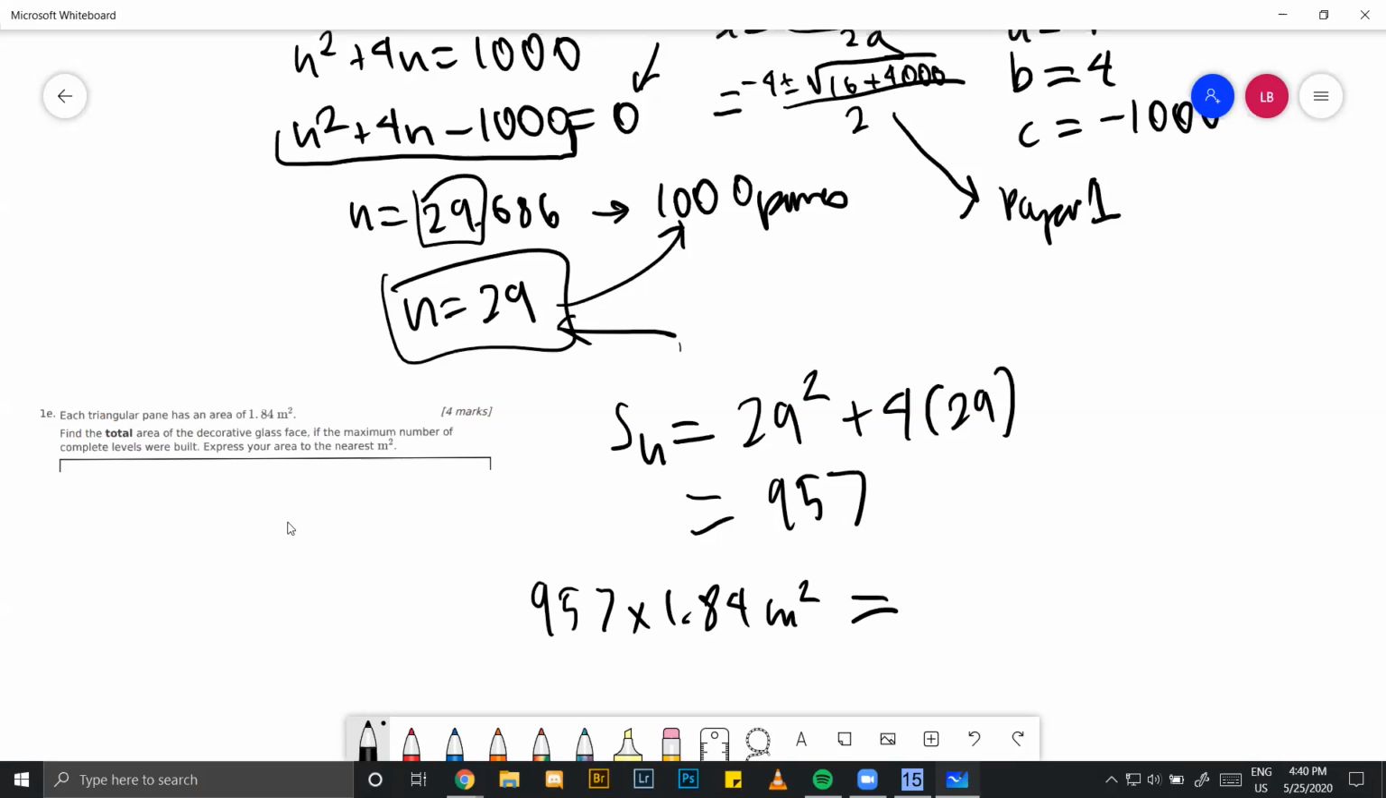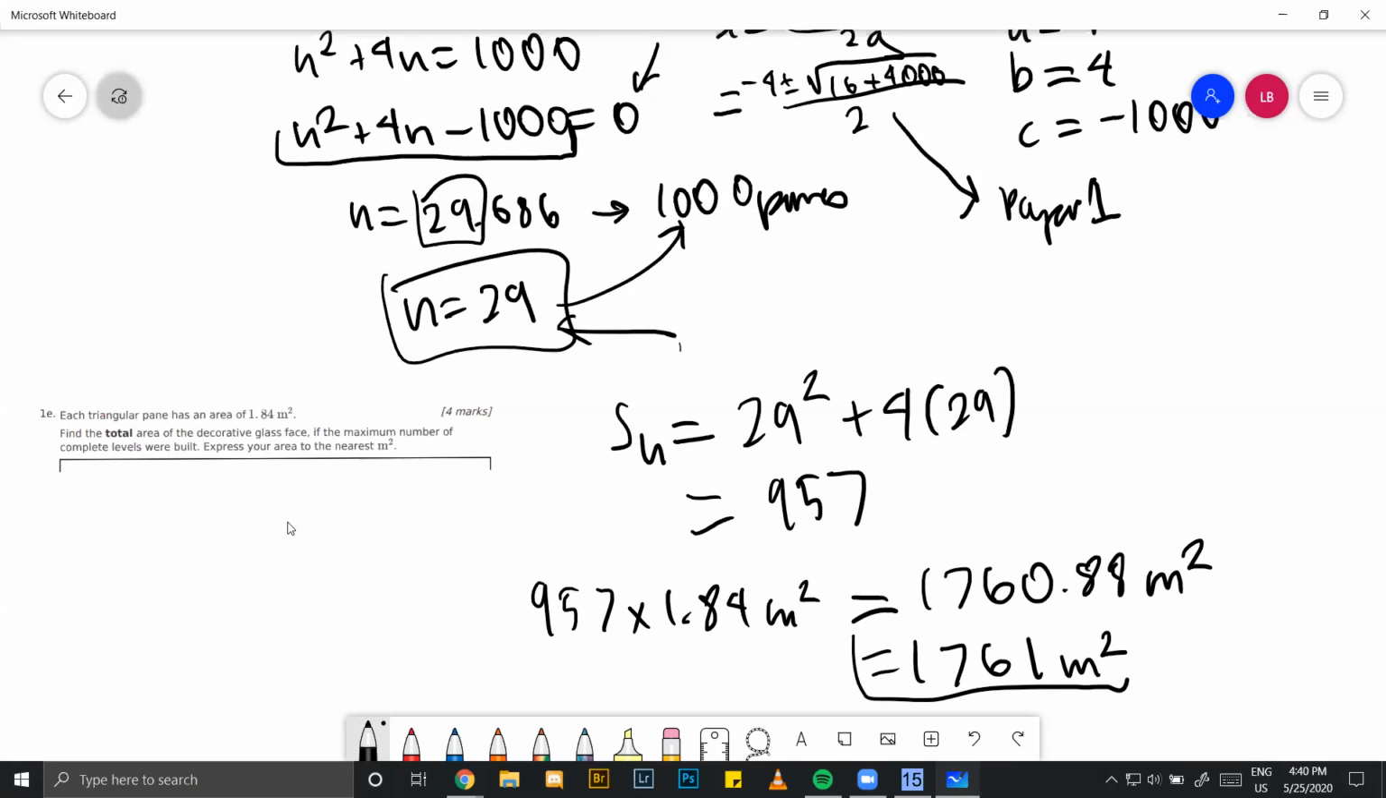So I'm going to do that on my calculator. I'll get 1,760.88 meters squared. It says express your answer to the nearest meter squared. So you need to make sure that it's 1761 meters squared. You round upwards. And that's your final answer for that part of the question.